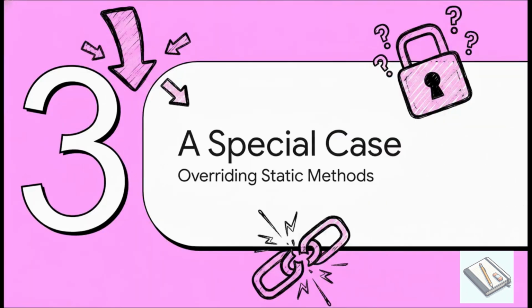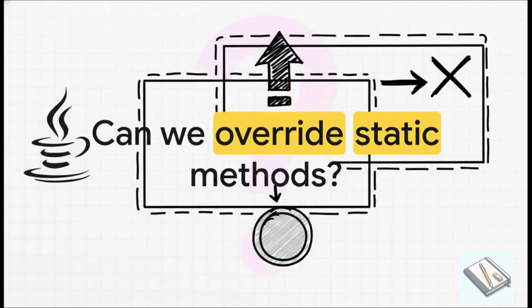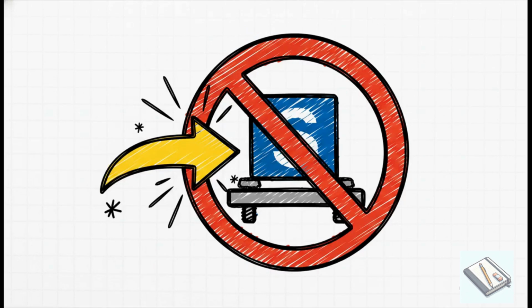Okay, so we've got a handle on regular instance methods. But what about static methods? This is a special case, and it's a spot that trips up a lot of people. So let's just cut to the chase. Can you override a static method in Java? The answer is a simple, straightforward, and absolute no. You cannot override static methods, period.